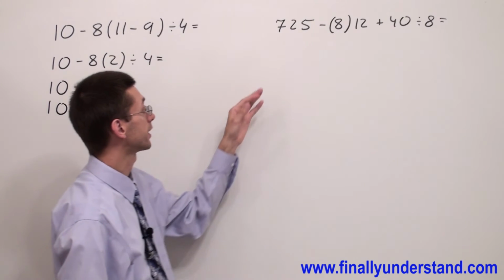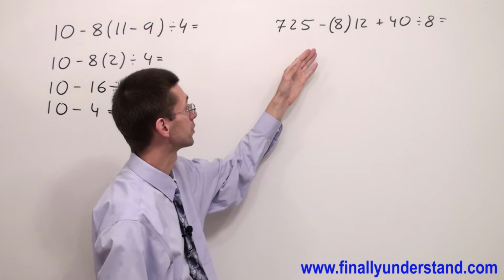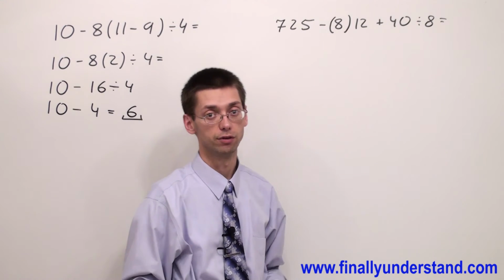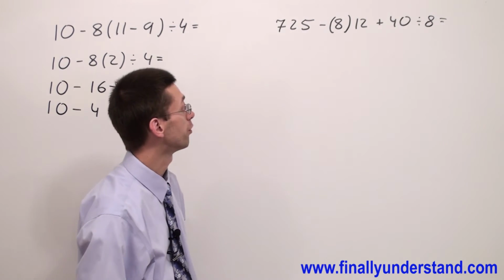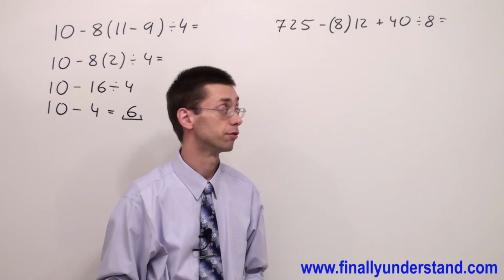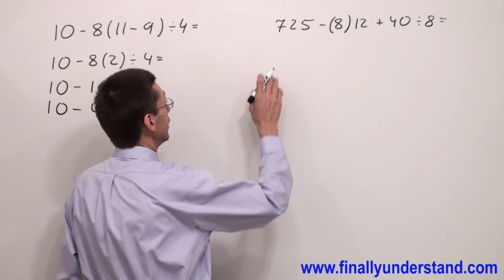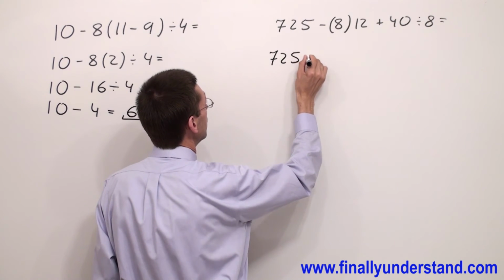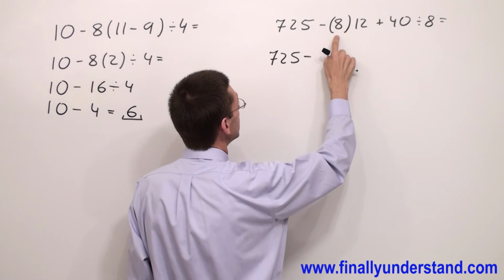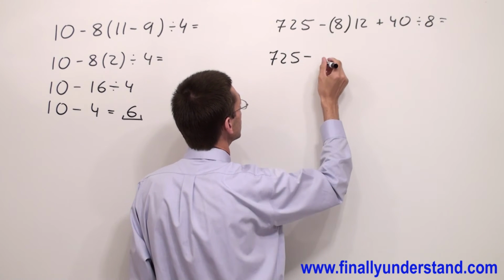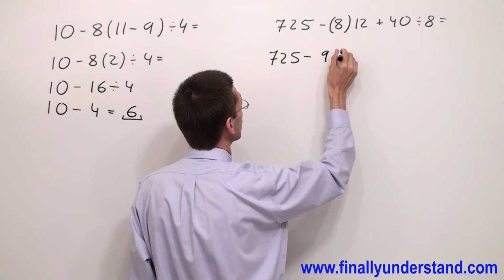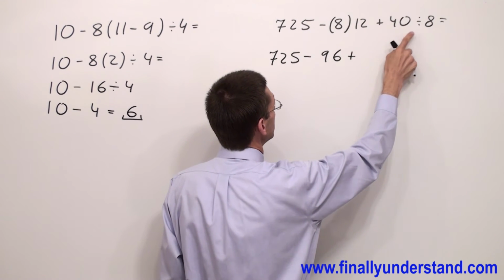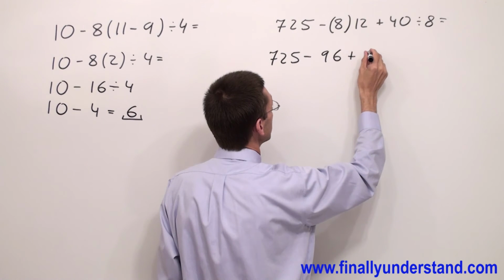Let's take a look at the second problem. This time we have operations subtraction, multiplication, addition, and division. We're supposed to perform multiplication and division first. So, copy down 725 minus 8 times 12 is 96. Plus 40 divided by 8 is equal 5.